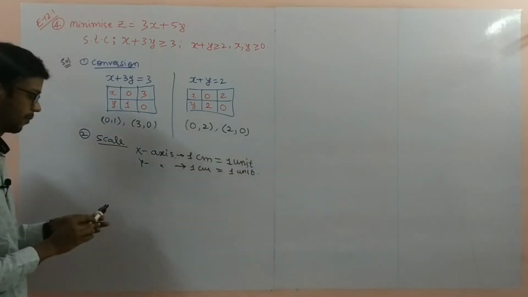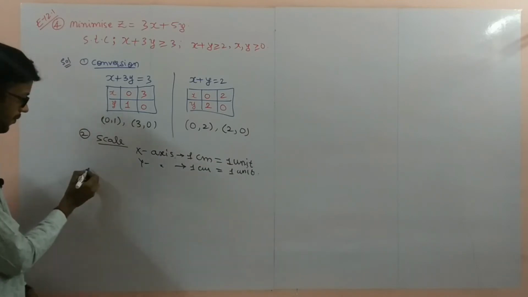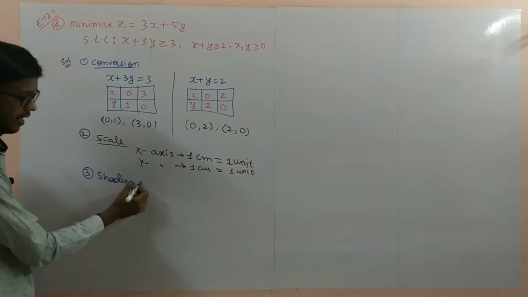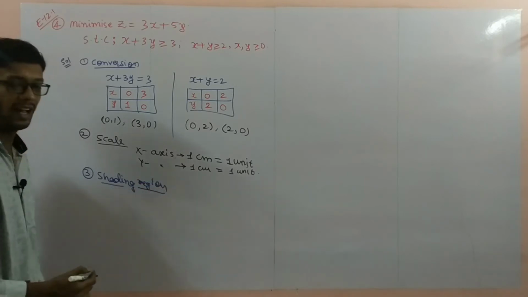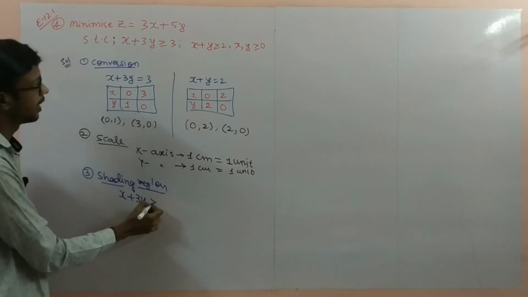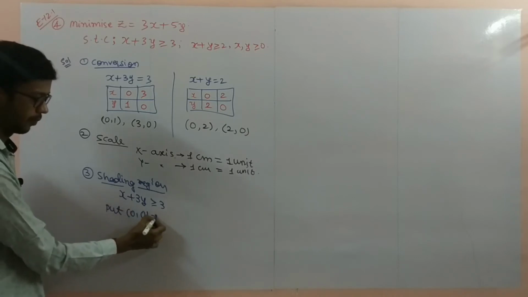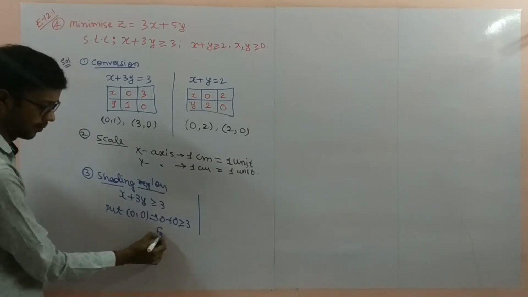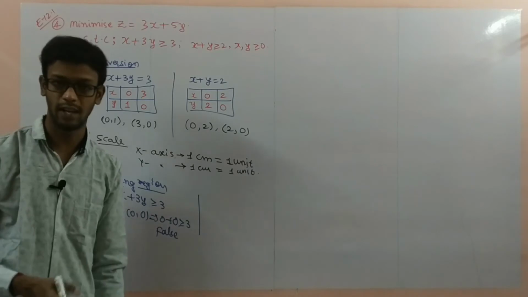So now next, shading regions. We need the shading region, or shading side also we can write it. Take the inequalities. First inequality: x plus 3y is greater than or equal to 3. Put 0 comma 0: 0 plus 0 is greater than or equal to 3. The statement is false. Why? Because 0 is less than 3.